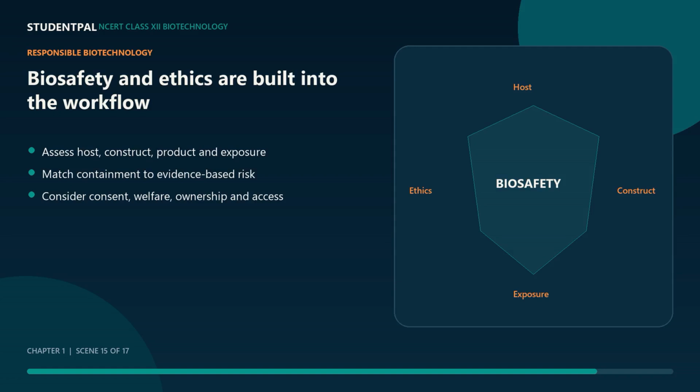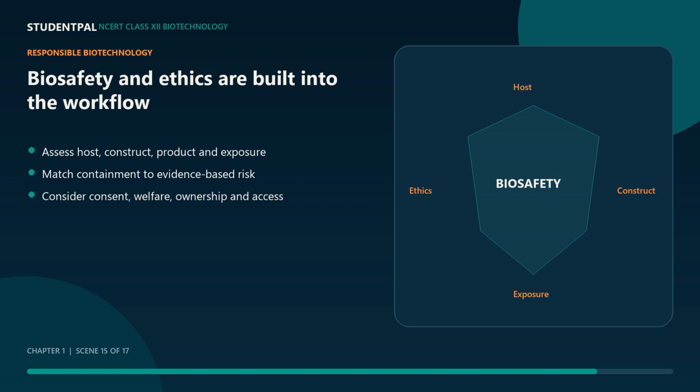Responsible recombinant DNA work begins with risk assessment, not after the experiment is finished. Which host is being used? What sequence was introduced? Is a biologically active product expressed? How could exposure occur? What might happen outside the intended setting? Controls may include disabled laboratory strains, physical containment, careful work practices, decontamination, and documented disposal.